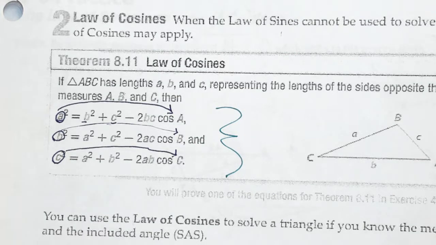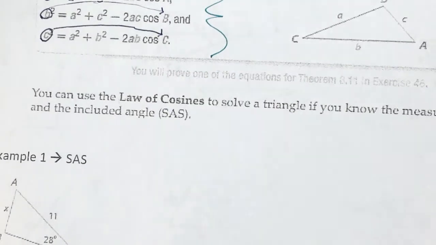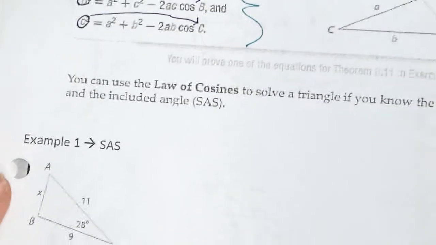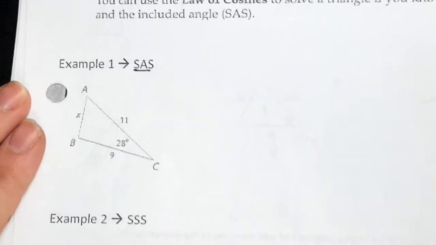Okay, so how do we know when to use Law of Cosines? You use Law of Cosines when you know the measure of 2 sides and 1 angle. But it needs to be the included angle, so side angle side.